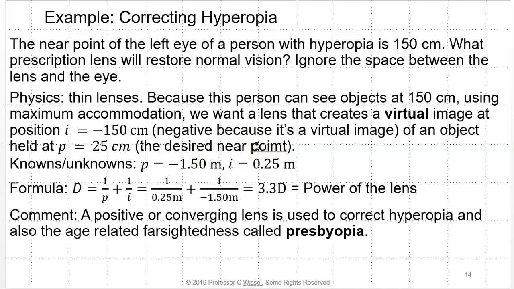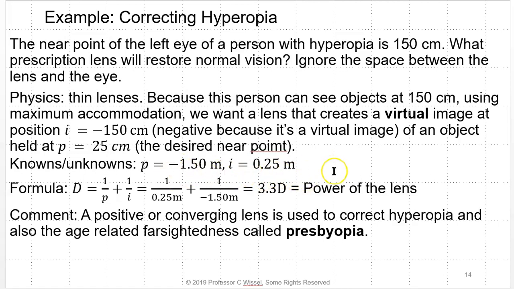Okay, the physics of this is thin lenses. Because the person can see objects at 150 centimeters using maximum accommodation, we want a lens that creates a virtual image at a position I equals minus 150 centimeters. It's negative because it's a virtual image of an object held at P equals 25 centimeters, which is the desired near point. The knowns and unknowns: I is minus 1.50 meters and P equals 0.25 meters.